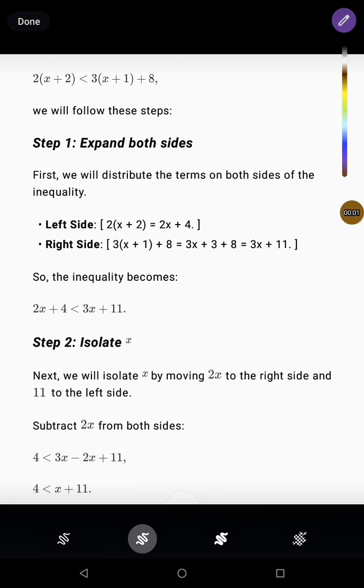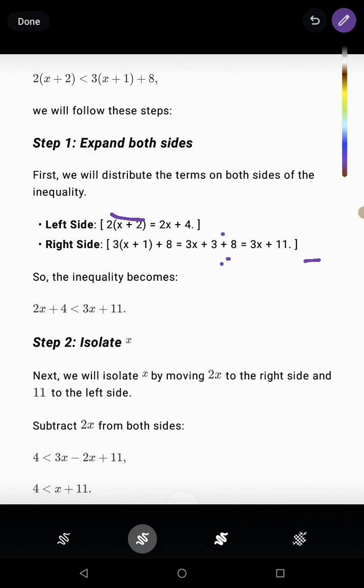Next up is this other inequality again. 2 into bracket x plus 2 less than 3 into bracket x plus 1 then plus 8. Like what we said before, open the bracket. 2 times x, 2x, that's what we did. Simplifying the LHS, simplifying the RHS. That's the LHS. 2 times x, 2x, then 2 times 2, 4. For the RHS, 3 times x, 3x, 3 times 1, 3, then plus 8. Then 3 plus 8 is what? 11. So that's how we get that.